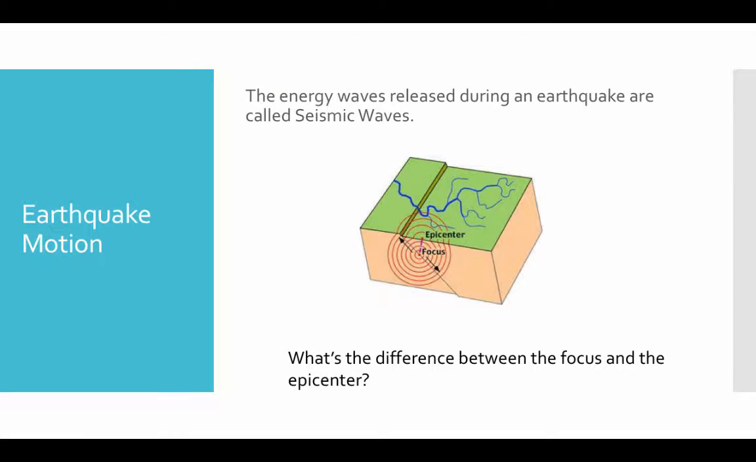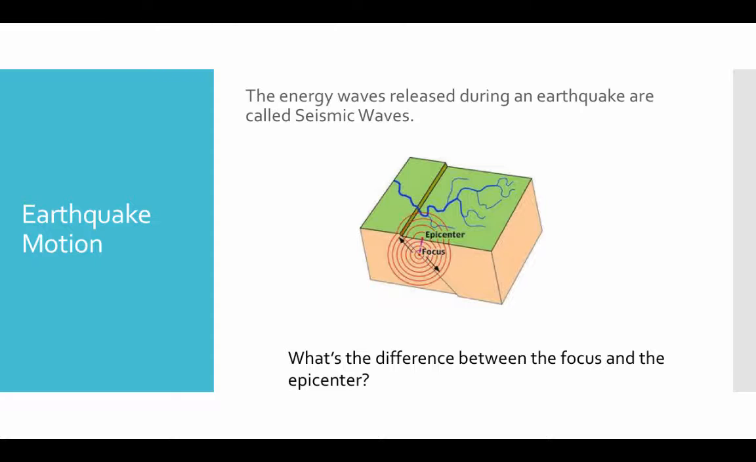How exactly does the Earth move? Seismic waves are related to the motion inside the Earth due to plate tectonic activity and earthquakes. The energy waves that are released during an earthquake are called seismic waves. And in this picture they are being represented by red concentric circles. What's the difference between the focus and the epicenter? Be sure to answer this question by looking at the diagram and then answering it on your note-taking sheet.